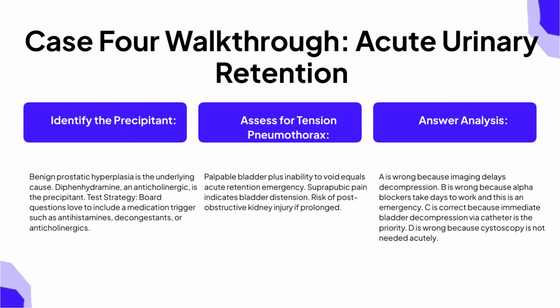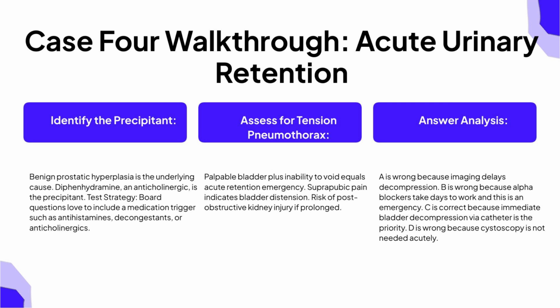Identify the precipitant. BPH is the underlying cause, but diphenhydramine, an anticholinergic, is what pushed him over the edge. Board questions love to include medication triggers. Antihistamines, decongestants, and anticholinergics are common culprits. Assess the urgency. Palpable bladder plus inability to void equals acute retention emergency. The suprapubic pain tells you the bladder is distended. There's risk of post-obstructive kidney injury if this isn't addressed quickly.